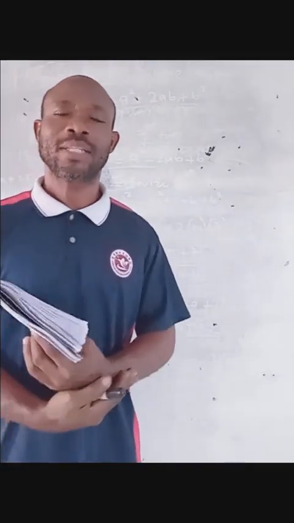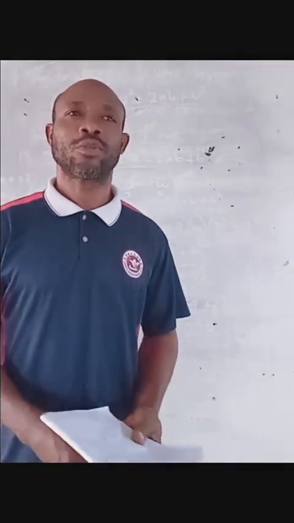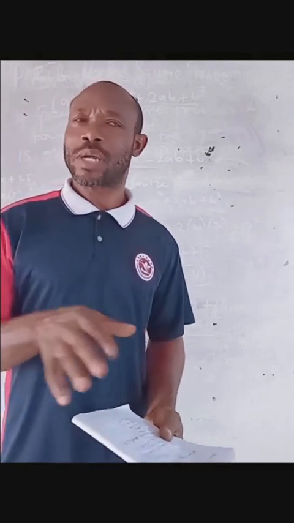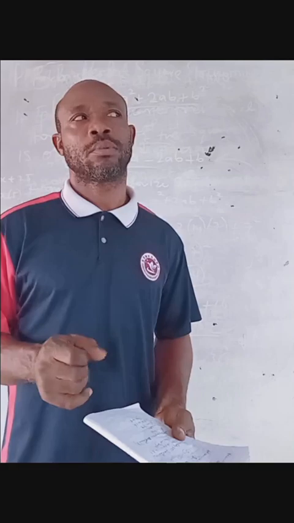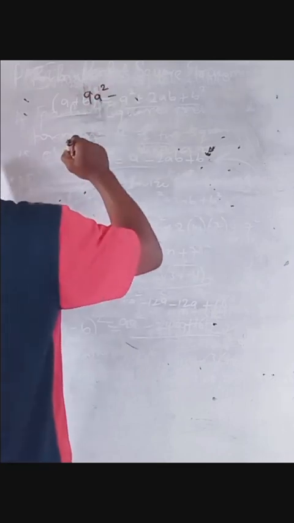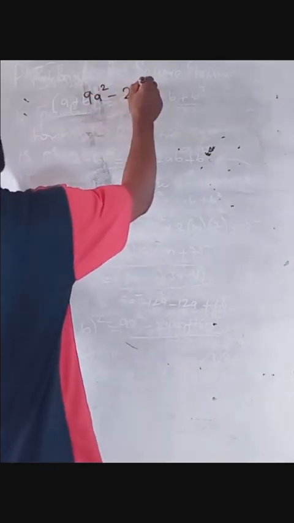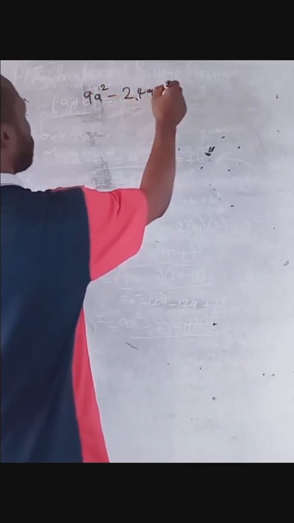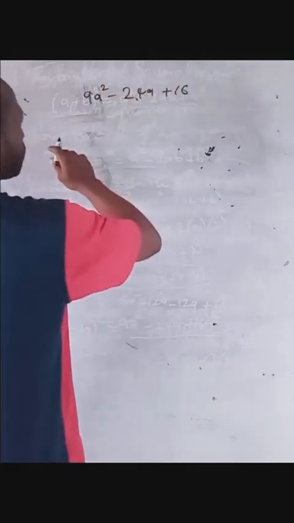So before we end this lesson, I'm going to show you another method that you can use for factorization. I know there are other methods that you can use apart from the ones I just used now. Let me show you this one. So when you have 9a squared minus 24a plus 16, okay, this is how you factorize this.